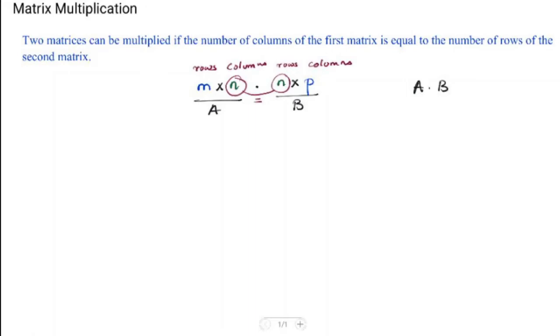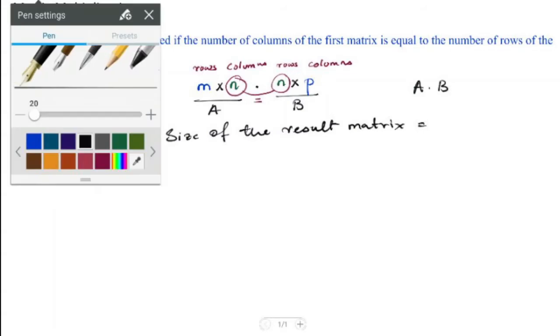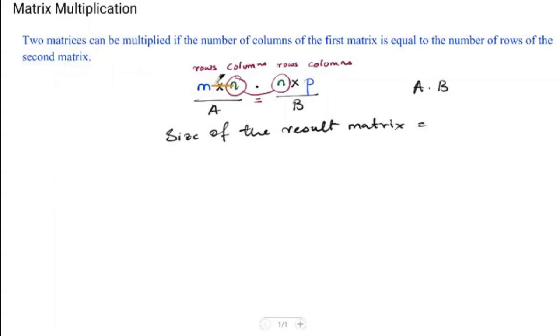And what would be the result matrix size then? The size of the result matrix will be, if you look at here again, M, the rows of matrix A, and the columns of matrix B, P, will be the size of the result matrix. So that would be M times P.